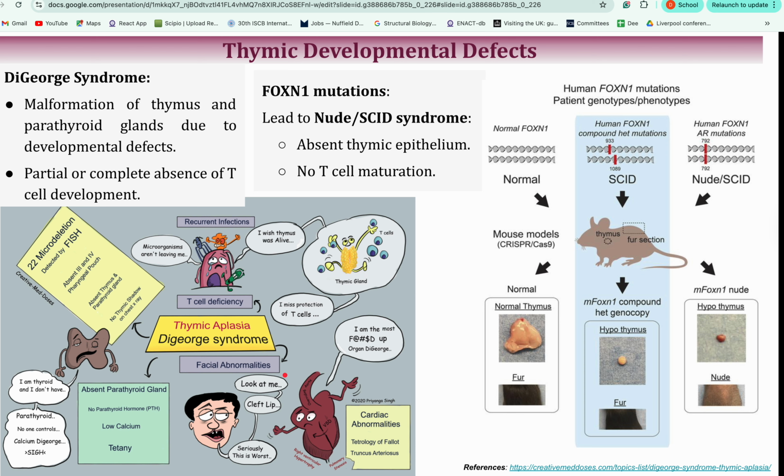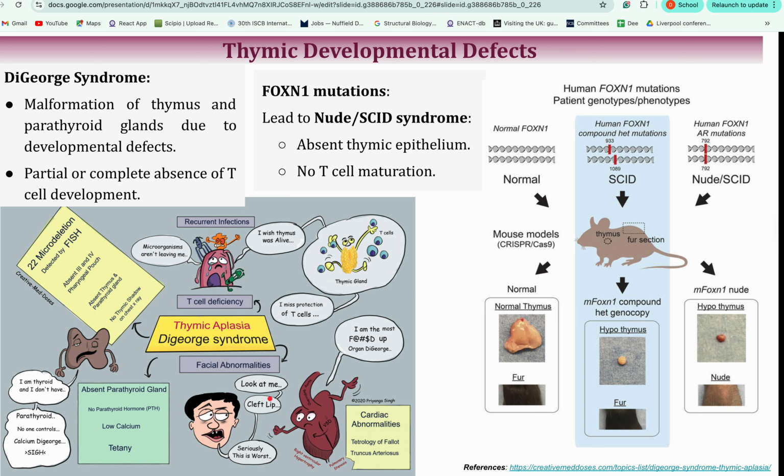Okay, then there will be some facial abnormalities such as cleft lip, and cardiac abnormalities, absence of the parathyroid gland, so low calcium, which can ultimately lead to tetany, and then 22q11.2 microdeletion detected by FISH, absent 3rd and 4th pharyngeal pouch, absent thymus and parathyroid glands, and no thymic shadow on the chest X-ray.